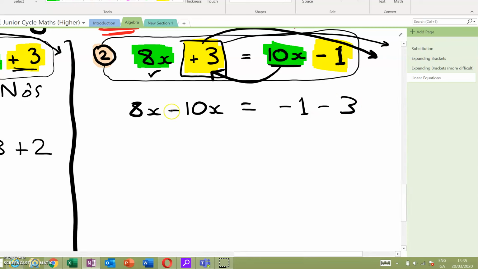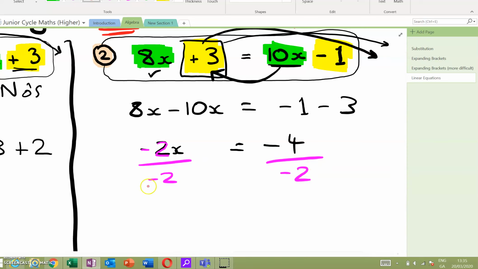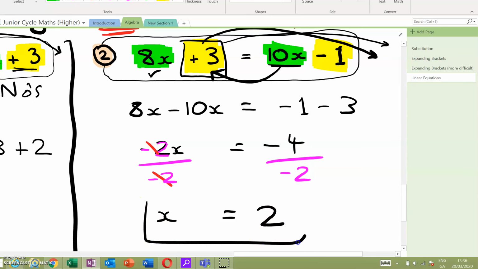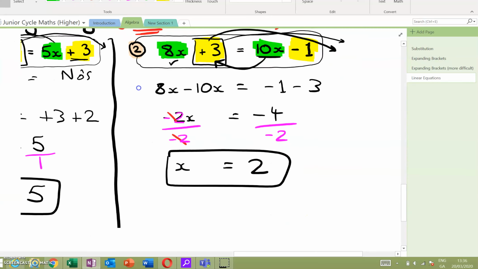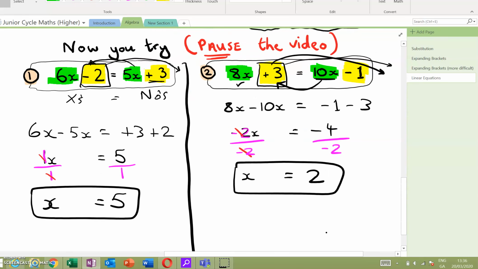Now let's tidy up. 8 take away 10 is minus 2x. And minus 1 minus 3 is minus 4. Right, what number is in front of the x? It's a minus 2. So we've got to divide both sides by minus 2. Now of course they'll cancel over here, and you'll just be left with x. But what's minus 4 over minus 2? Positive 2. Now that was a hard one. If you got that one, that's really well done.